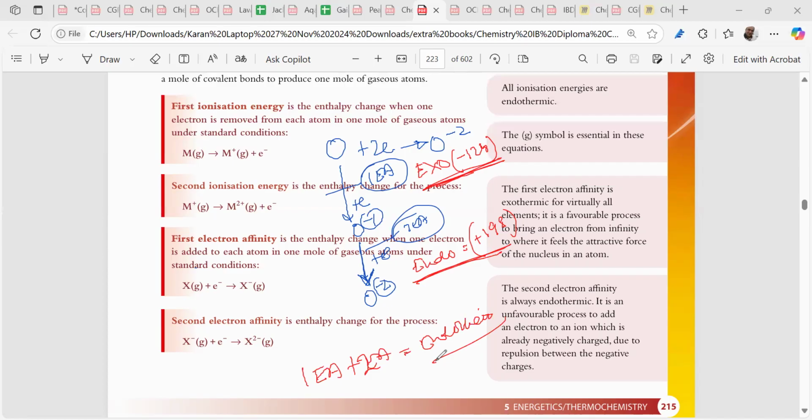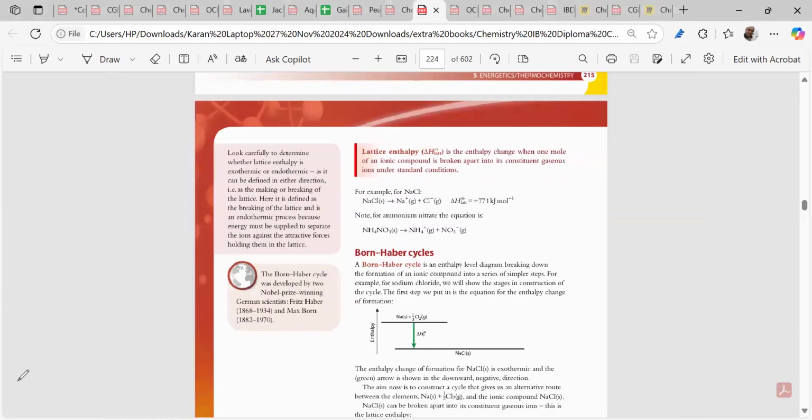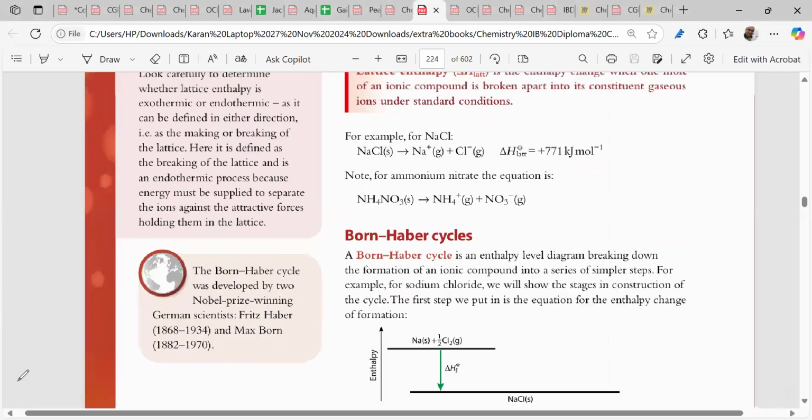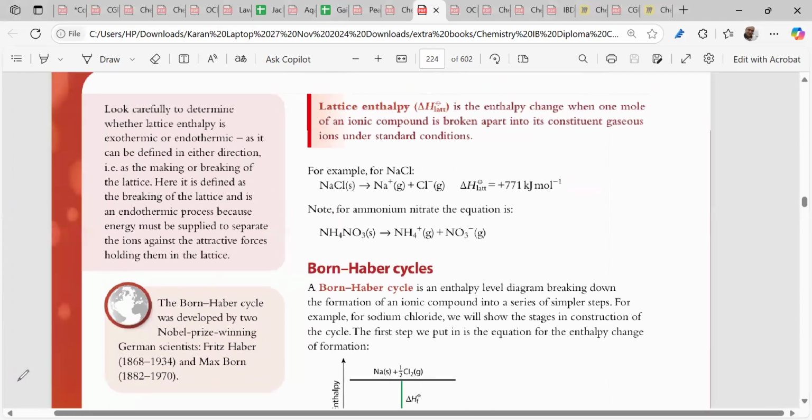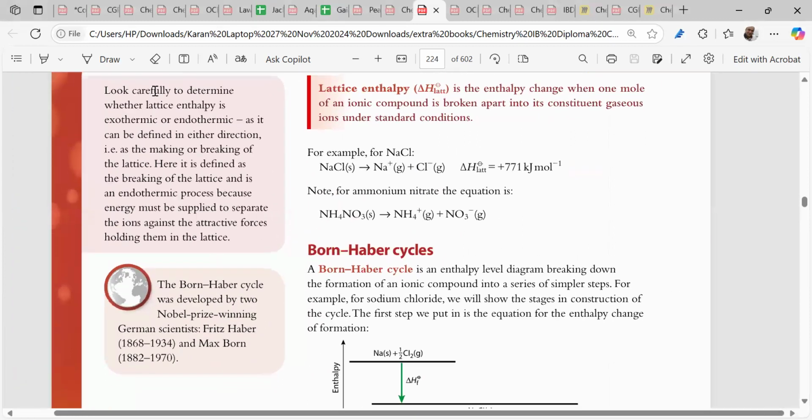Now we are moving on to the part of lattice enthalpy. What do you mean by lattice enthalpy? Lattice enthalpy is the enthalpy change when one mole of the ionic compound is broken apart into its gaseous ions. What is this part called? Lattice enthalpy is the enthalpy change.